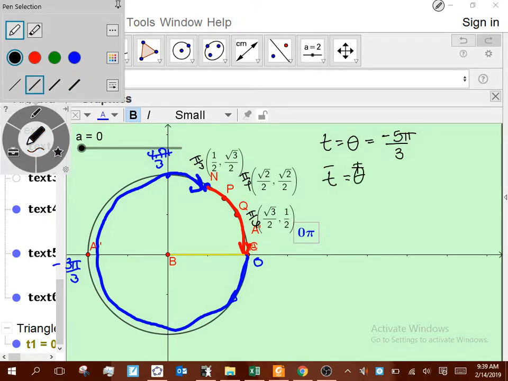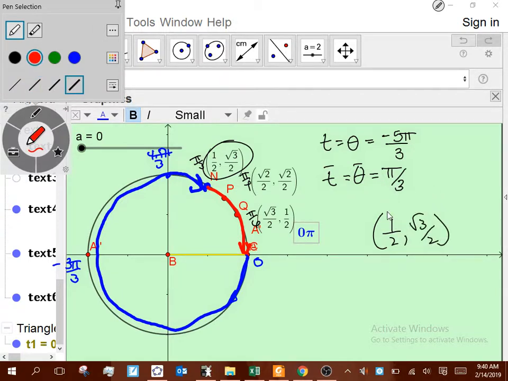Pi over 3. And they're going to ask this through WebAssign. You might say, well, I don't even need to know what the reference angle is because I terminated in the first quadrant, right? But they're still going to ask you what t bar is, so it's still pi over 3. What is the terminal point for pi over 3? It's that there, right? So pi over 3 has the ordered pair 1/2, radical 3 over 2.